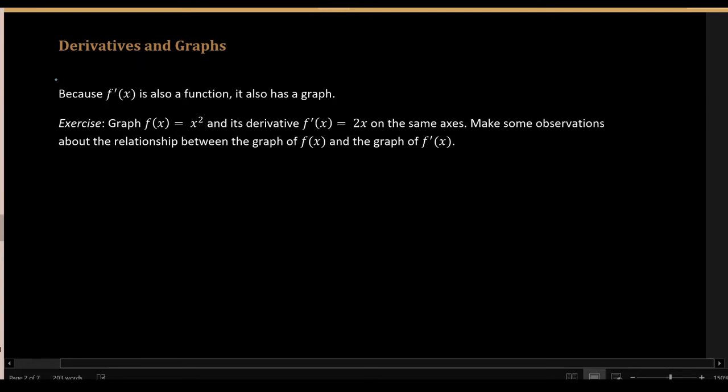Now, because f prime of x is also a function, f prime of x also has a graph. Every function has a graph, and so does, in this case, f prime of x. So I wonder if there is any relationship between the graph of the original function f of x and the graph of the derivative function f prime of x. Let's check it out with this function that we worked with in the previous example. Our original function was f of x equals x squared, and our derivative function was f prime of x equals 2x.